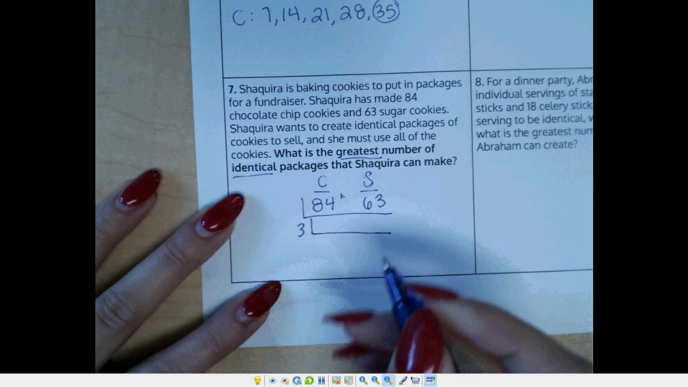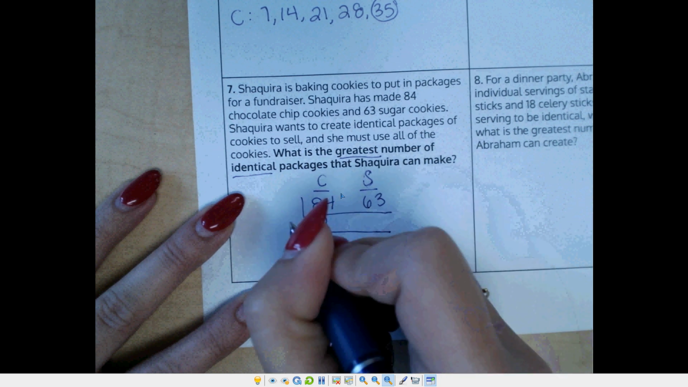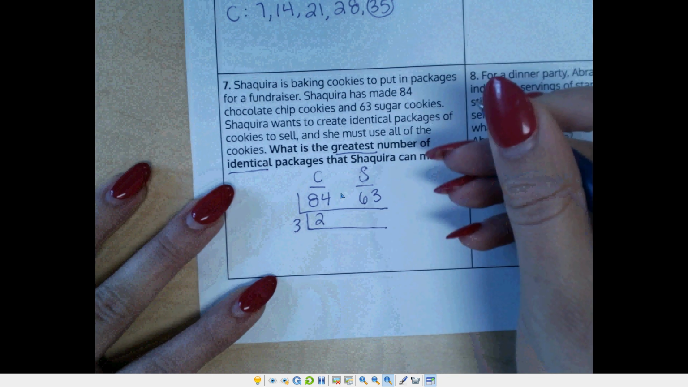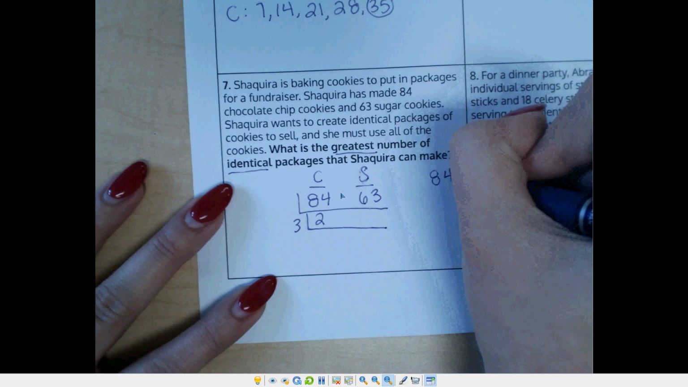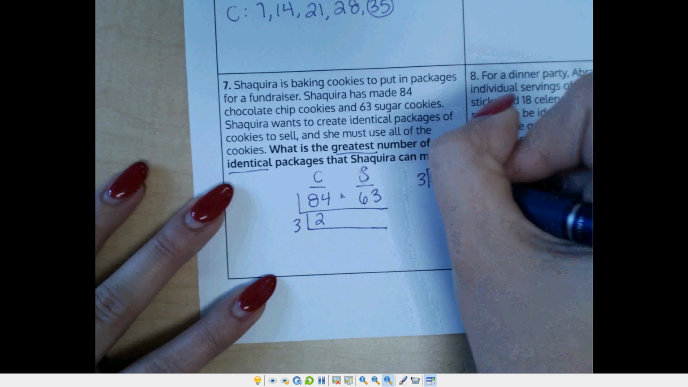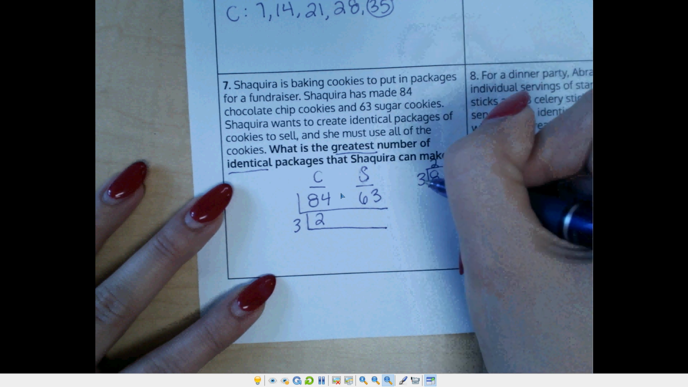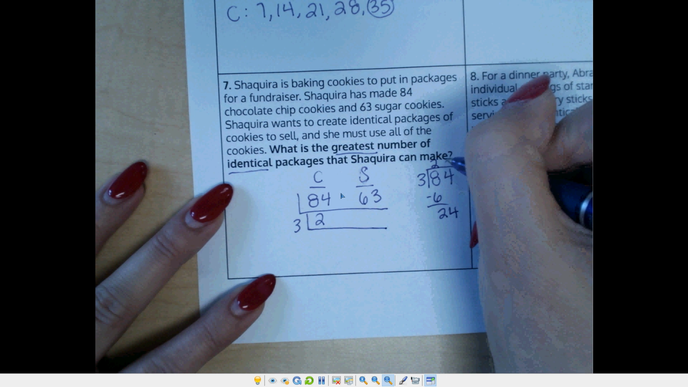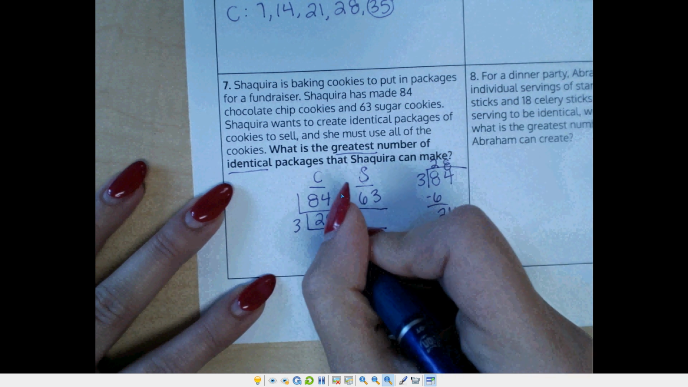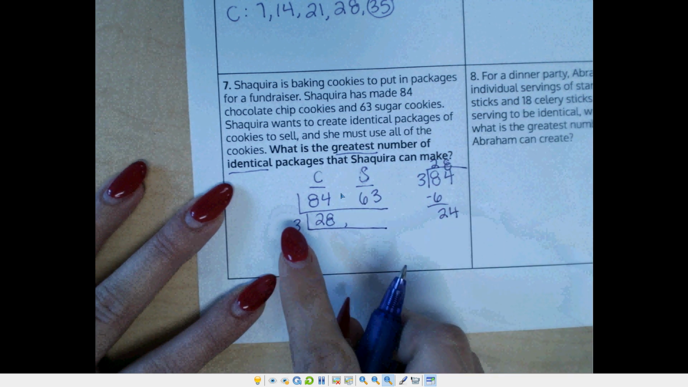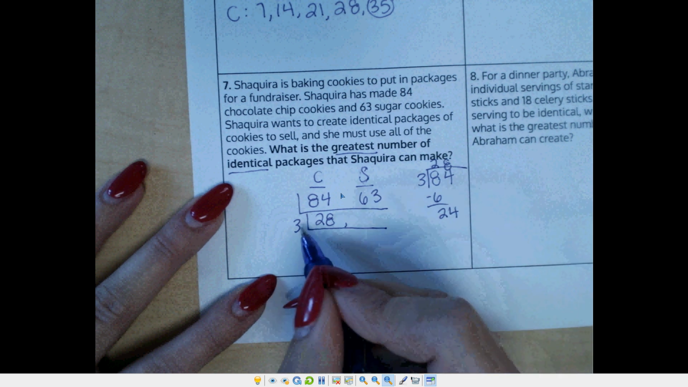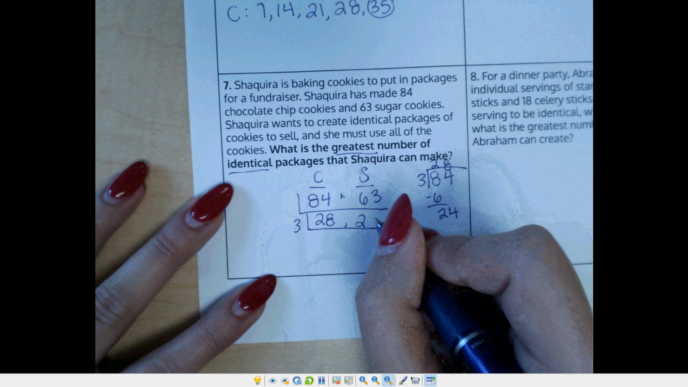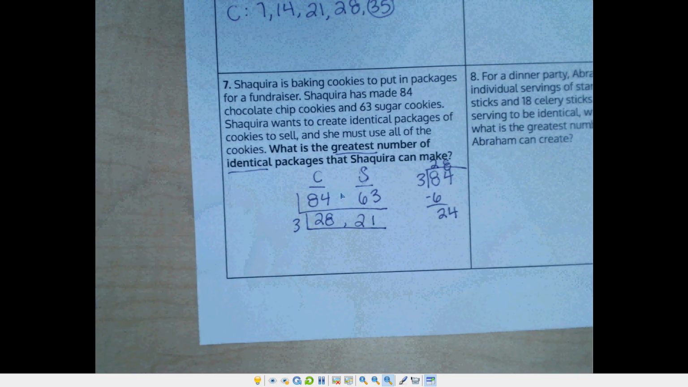3 goes into 8 2 times with 2 left over. 3 goes into 24 then. I'm just doing long division in my head like this. 3 goes into 8 2 times. 6, so it has 2 left over. 3 goes into 24 8 times. So I know this is 28. And then here, 3 goes into 63. 3 goes into 6 2 times. 3 goes into 3 1 time. So now I have 28 and 21.